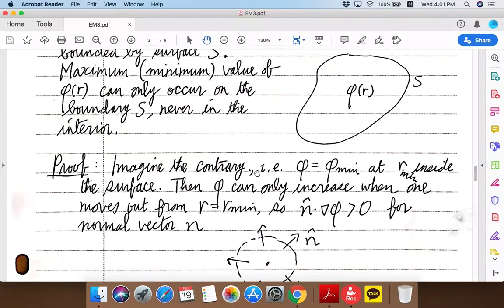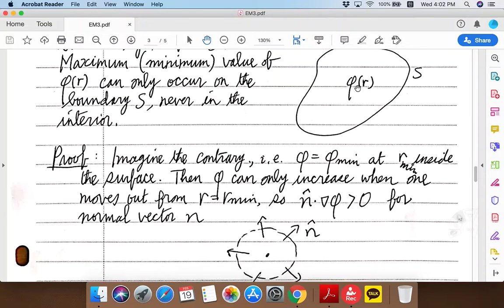So I'm going to imagine the contrary and say that the potential reaches a minimum value at some position, let me call that R minimum, and that R minimum is located well inside the surface. Then by the very definition of this function being at a minimum, no matter which way you move away from this minimum position, the value of the potential can only increase. That's essentially the definition of a function being at a minimum.